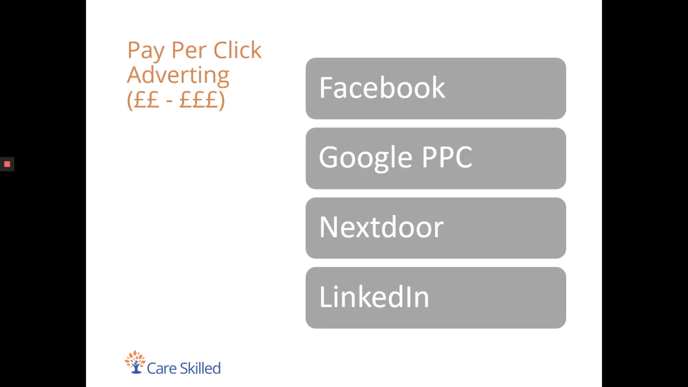Pay-per-click advertising is where you actually pay for adverts on those channels. So you can pay to have Facebook adverts and have a paid Facebook advert campaign, pay for Google pay-per-clicks, where you actually get the paid Google adverts, pay on Nextdoor, which is a fairly new social media site, and you can pay for LinkedIn adverts.